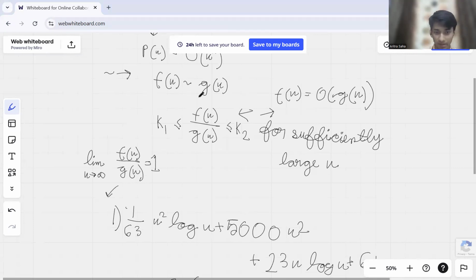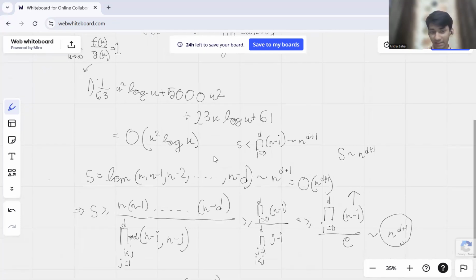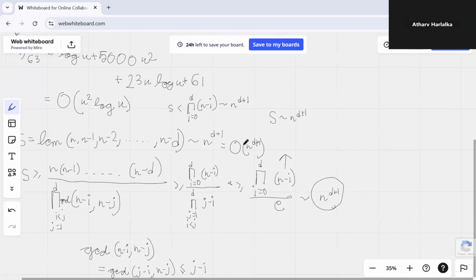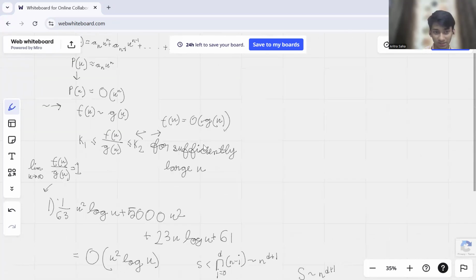Okay. And I took an example and did this problem, that the LCM of d plus 1 consecutive numbers is asymptotically the same as n to the power d plus 1. Not asymptotically the same as, the growth rate is the same as. We don't take the constant factor in. So I'm using the first definition here.